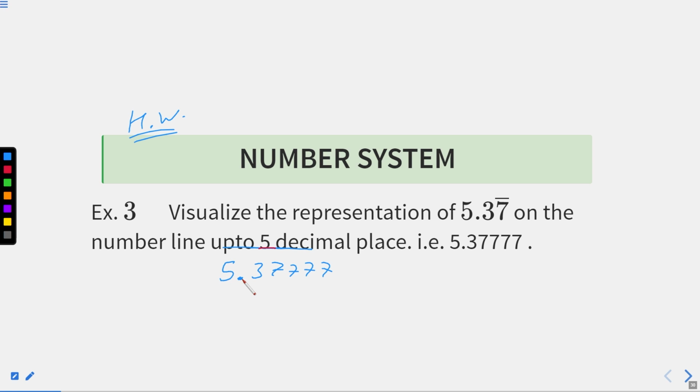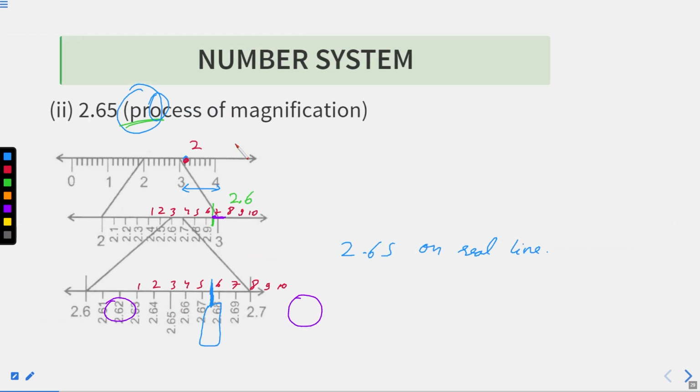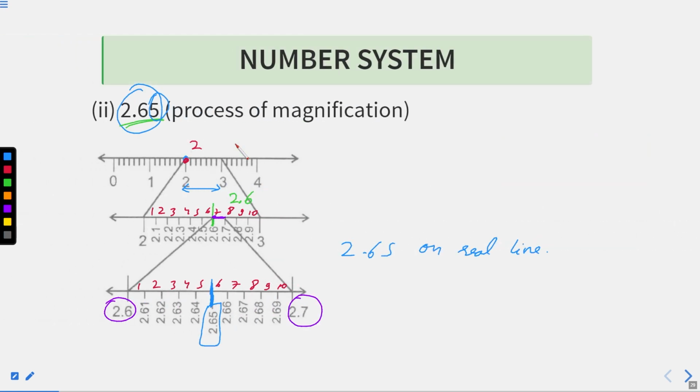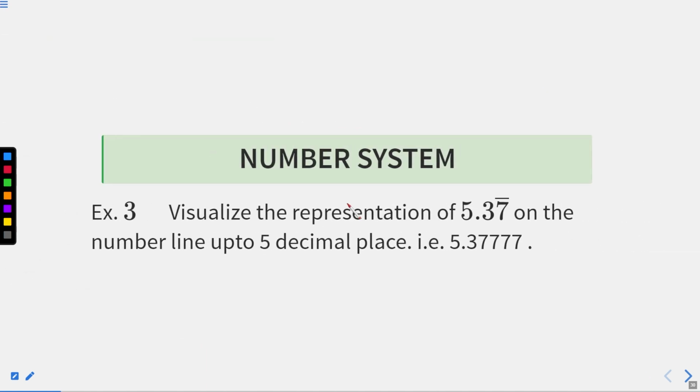That is, we stop after getting 5 digits after the decimal. So 1, 2, 3, 4, 5. So we have to plot only this number, 5.37777. It is very easy. Similarly to the previous problems, we have to magnify every time we get to our position. So let me do it for you.